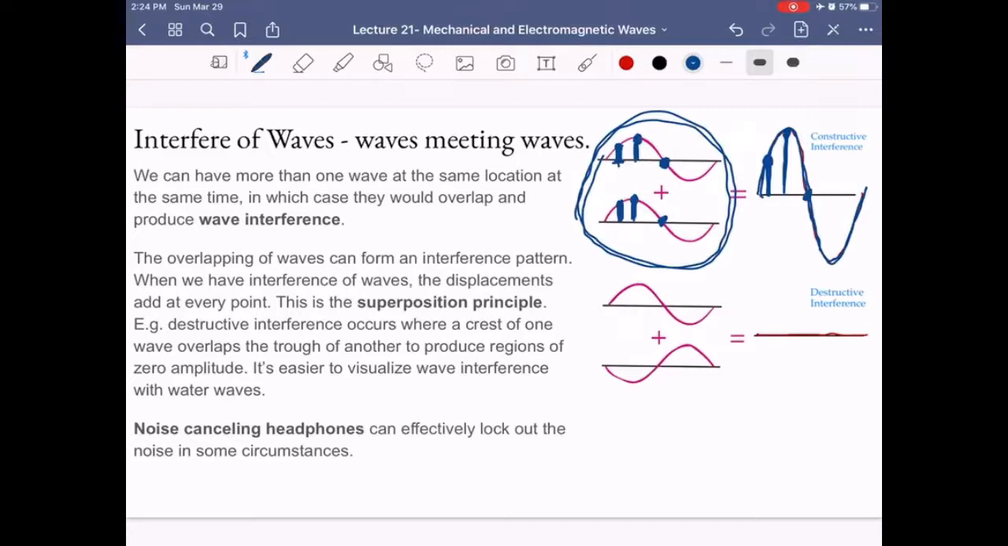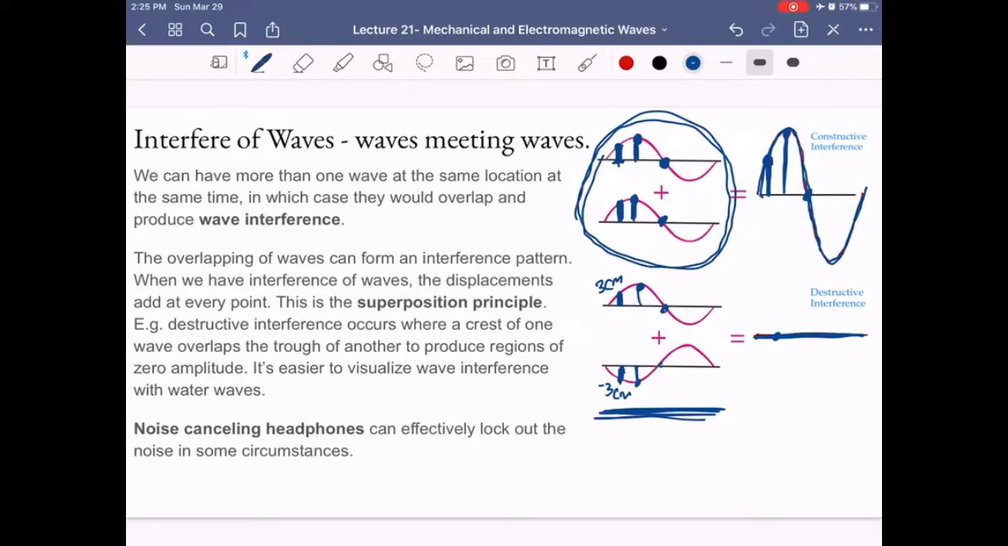We could also have destructive interference, and this second diagram shows a destructive interference example. In this case, we have a positive displacement and a negative one. This positive displacement is, let's say, 3 centimeters, and if we add negative 3 centimeters to it, they give zero as a result. Or we could think of it as they cancel each other out. So this point cancels this point out, and we will have no wave at all.